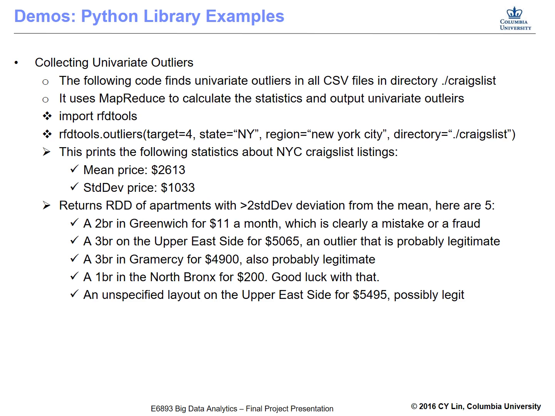So here are a few from the New York City subset of the data I collected. If you see a 2-bedroom in Greenwich for $11 a month, something's probably incorrect. If you see a 1-bedroom in the North Bronx for $200, good luck with that.